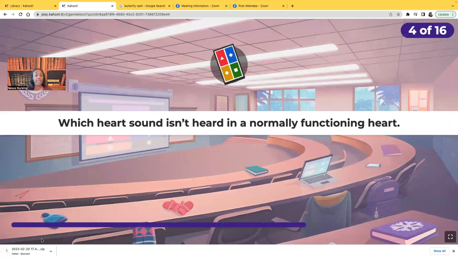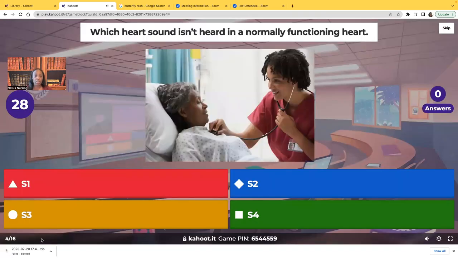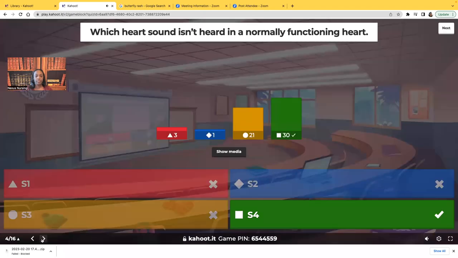Which heart sound is not normally heard in a functioning heart? S1, S2, S3, or S4? The correct answer, very good, is S4.